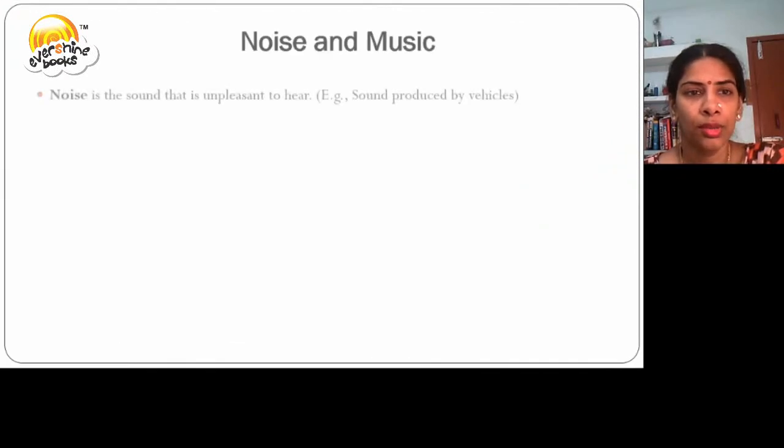Noise and music. Noise is a sound that is unpleasant to hear. For example, sound produced by vehicles. Music is a sound that is pleasant to hear, that is, sound coming from musical instruments.